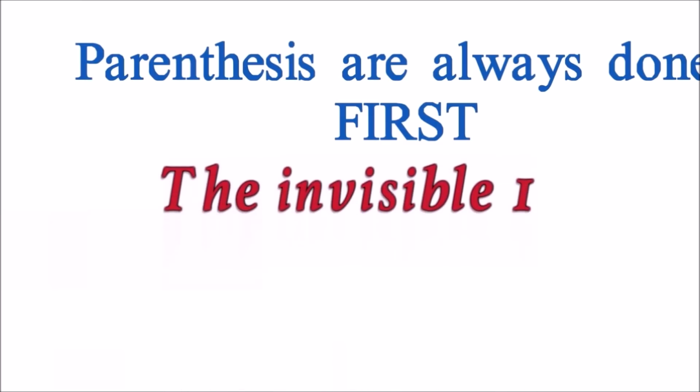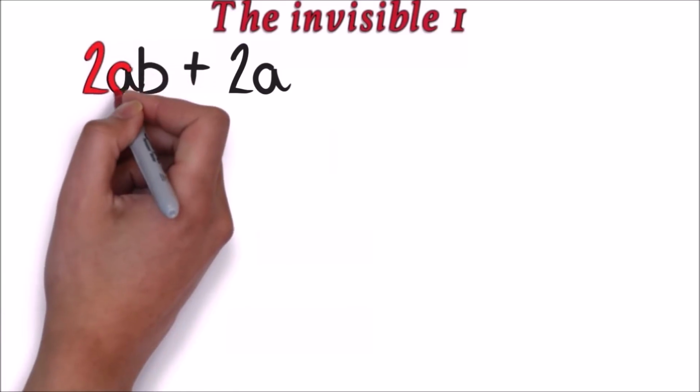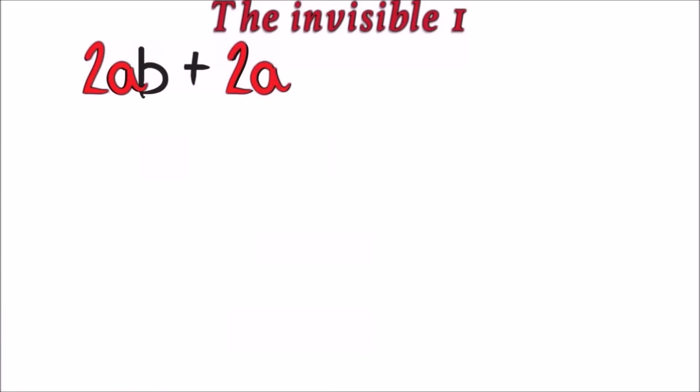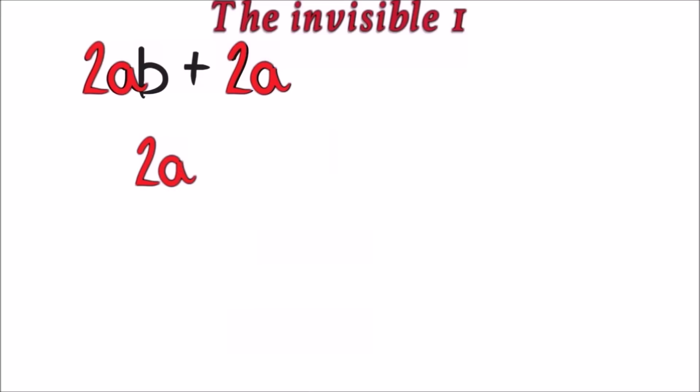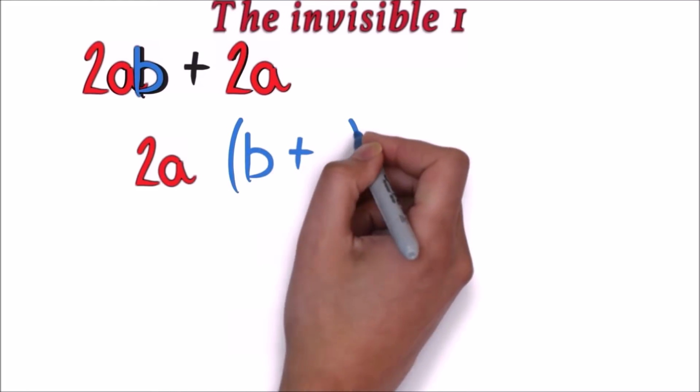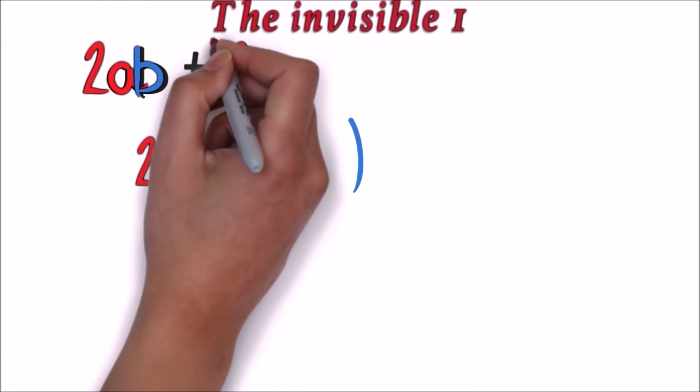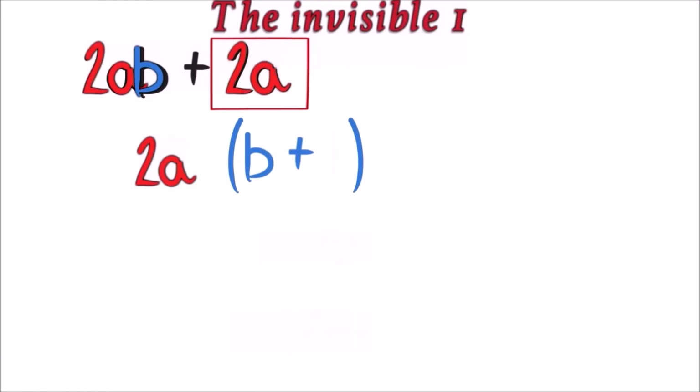Remember when we learned the invisible 1? Let's look at another scenario of it. 2ab plus 2a. We notice that 2a is common to both terms, so we can bring the 2a out. This leaves b for the first part. For the second part, we have taken everything, which is the 2a. In a case like this, what we have left is 1.